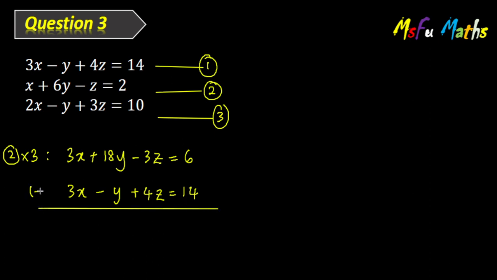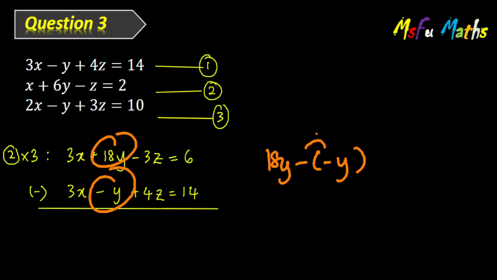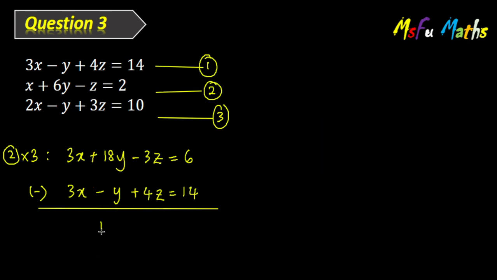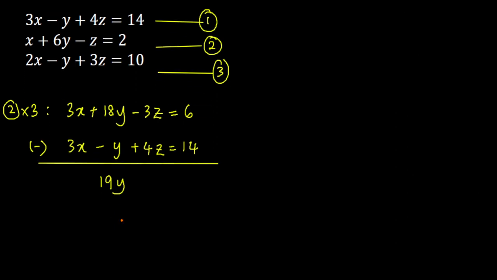Minus, we can minus because these two are common already, yeah? So minus them to eliminate. Okay, so when I minus 18y minus negative y, negative negative is positive, so we will get 19y, right? Continue. This part here, negative 3z minus 4z will give you negative 7z. Okay, 6 minus 14 is negative 8. Okay, never mind, leave it first.